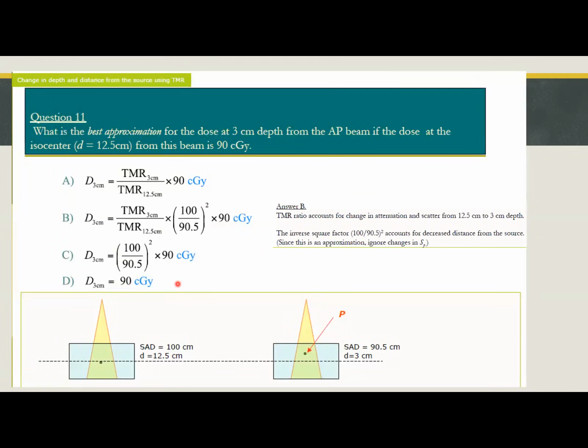So the answer is B. The TMR ratio accounts for the change in attenuation and the scatter from 12.5 cm to 3 cm depth. The inverse square law factor accounts for the decrease in distance from the source.